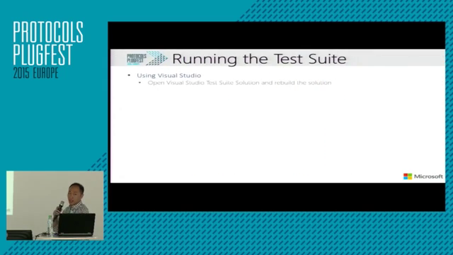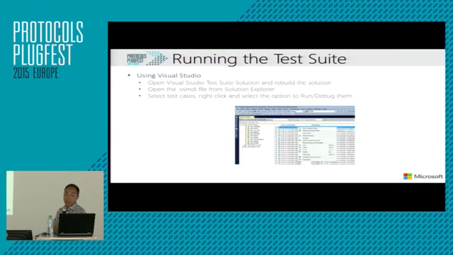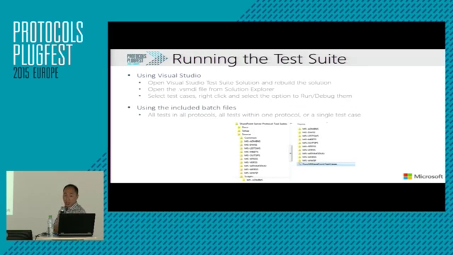To run the test suite, I've had people asking me how. Basically, you can run it in Visual Studio. It's very simple: you open the test suite, get the VSMDI file to get all the test cases, then select the test cases you are interested in and run them. We also provide a number of batch files to run it outside of Visual Studio, but the underlying script actually uses the MSTest executable to run it.